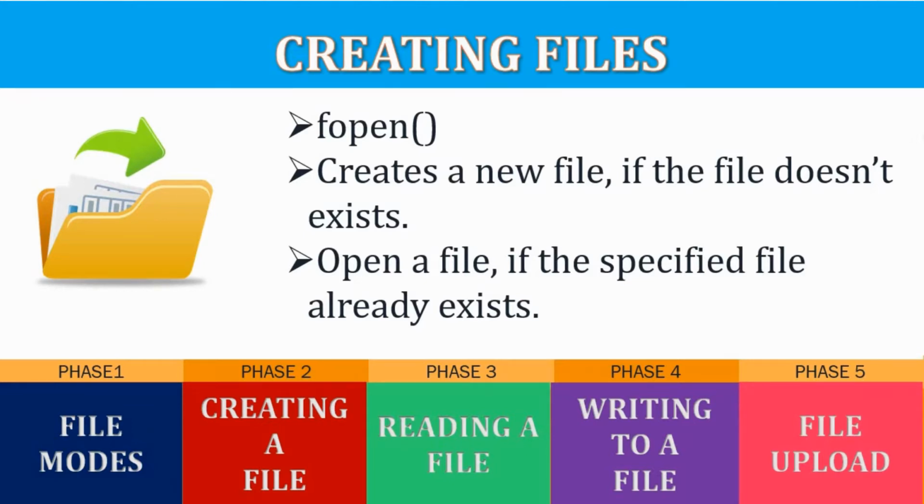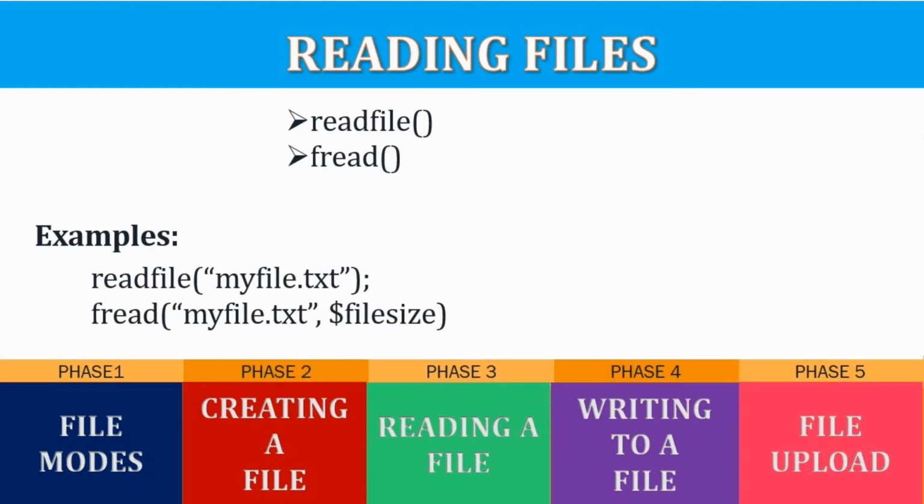Let's move on to how to read files in PHP. To read a file in PHP, either the readfile() function or the fread() function can be used. The readfile() function takes only one parameter, which is the path of the file, whereas the fread() function takes two parameters. One is the path of the file, another one is the number of bytes to be read from the file. So, to read the content of the file, you can use either readfile() or fread().